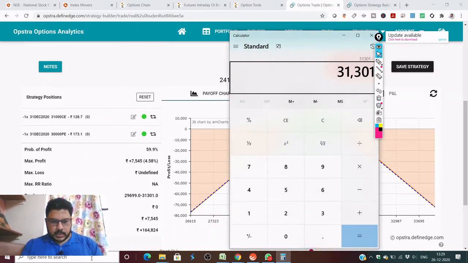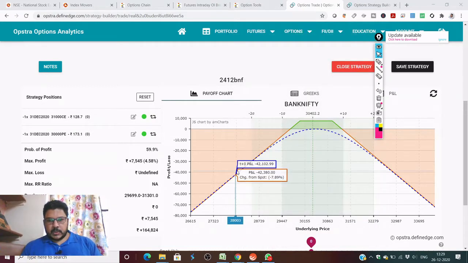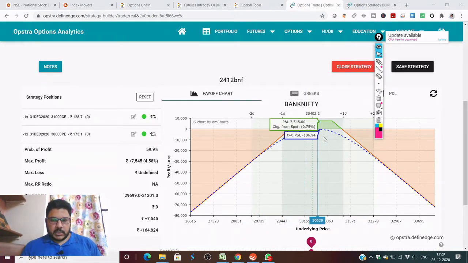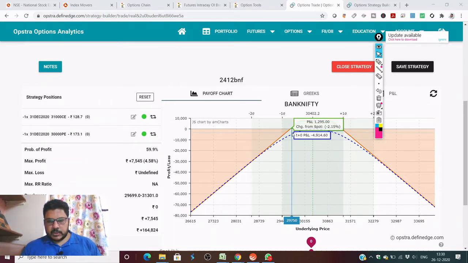31301 minus 29699. It's a 1600 point width that we are having. So that means if the market moves anywhere in this 1600 point range, the only loss you're going to have till this point is 4,914 or 5,870. This T plus 0 line will change on a daily basis. This is for next day or today's PNL line.